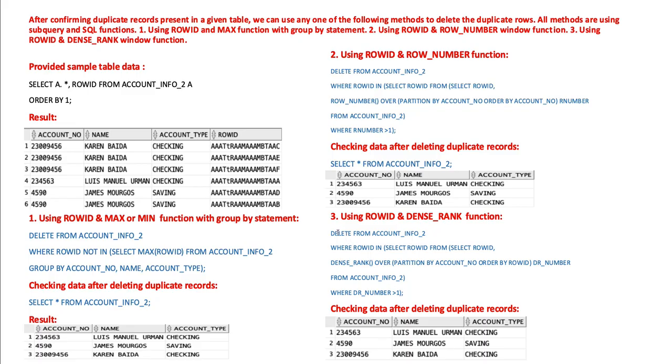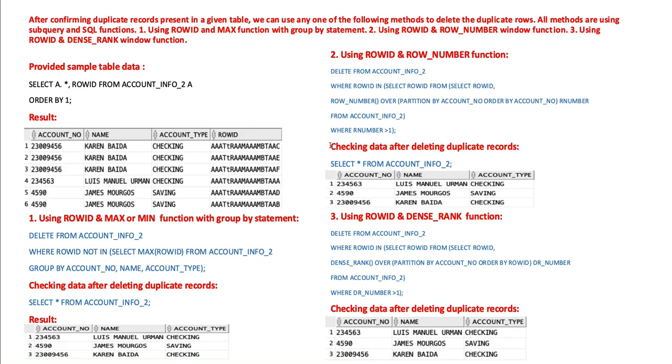After running this code, that means after deletion, we will check the record by using select star from account info 2, and we will obtain the result as shown below, which is exactly the same as the previous two methods. That means it has only 3 records, which are completely distinct records. In this way, we can delete duplicated records present in a table by using 3 different methods.